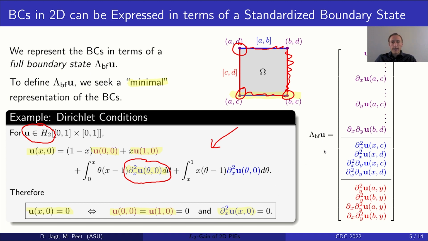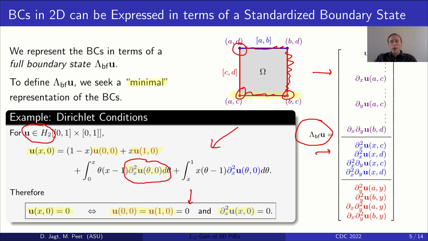So we will collect these states defining these minimal representations in our full boundary vector, allowing us to represent a variety of boundary conditions, including Dirichlet conditions, Neumann conditions, Robin conditions, so long as these conditions are all homogeneous and not, for example, periodic boundary conditions. So then we've defined our partial differential equation and our boundary conditions.